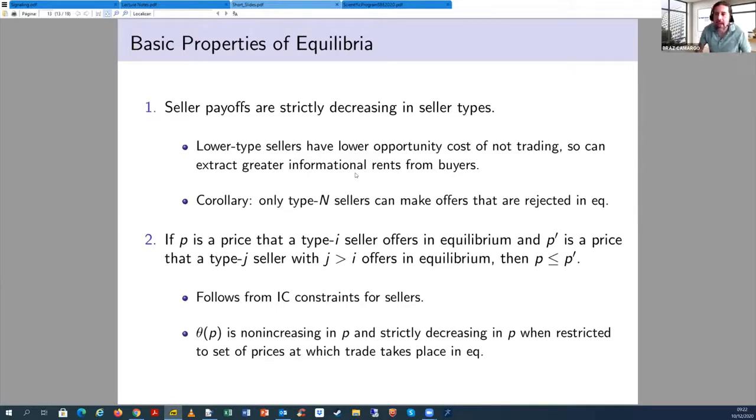And also, because I'm going to use this later on, if you look at the discounted probability of trade for a price P, it has to be, and this is a consequence of this monotonicity, but I want to emphasize it, that the discounted probability of trade at P has to be non-increasing, okay? So if I increase the price, the discounted probability of trade at a price cannot increase. And if I look at the prices that are offered on the path of play, this actually has to be strictly decreasing when I restrict attention to the set of prices that are offered in equilibrium.